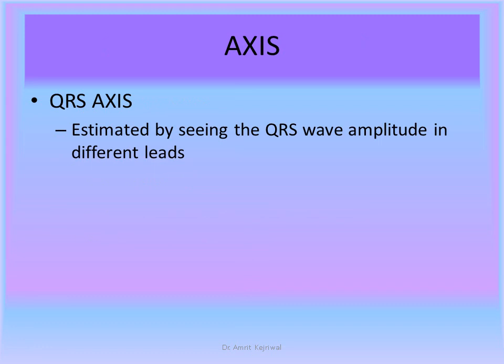The QRS axis is estimated by seeing the QRS amplitude in different leads. I will not be discussing the determination of the axis in this video, but I will be putting up a video subsequently on how to determine the axis of the QRS wave and the other waves.